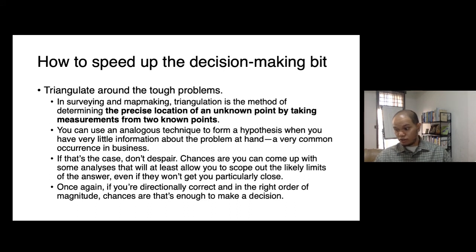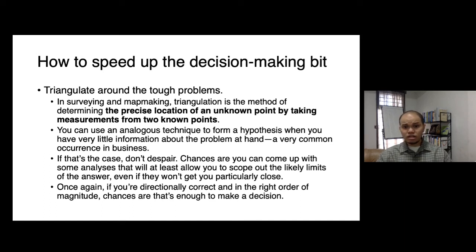And the last point here is triangulating around the tough problems. In surveying and map making, triangulation is that method of determining the precise location of an unknown point when taking measurements from two known points. Now, you can use this idea of triangulating to form a hypothesis when you have very little information about the problem at hand. And sometimes that little information is not your fault. It could be the nature of the business. It could be just that there's not much data to work with. In that case, don't despair.